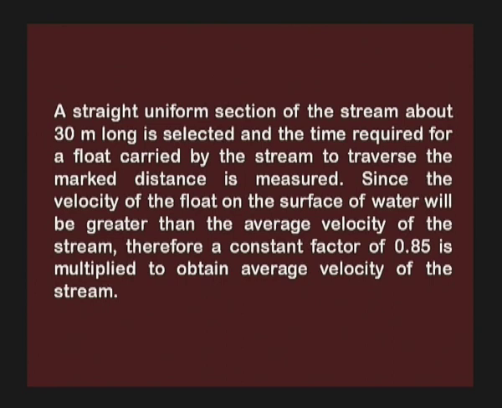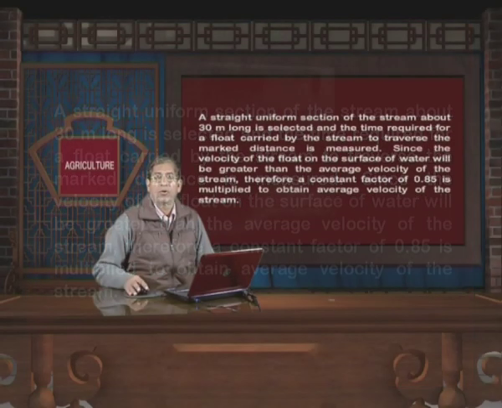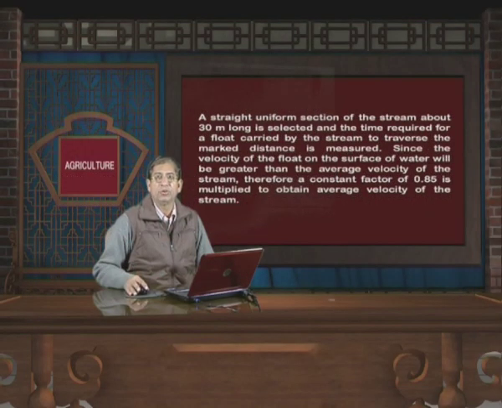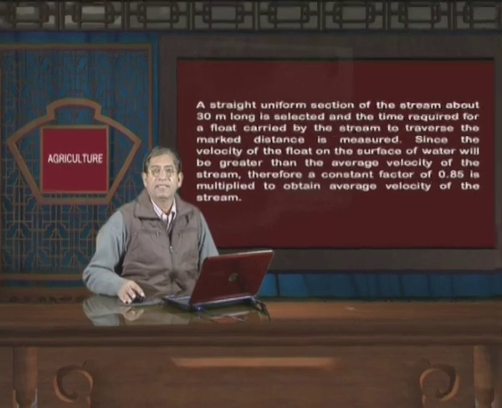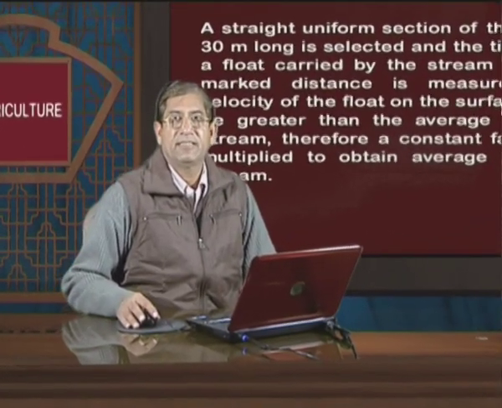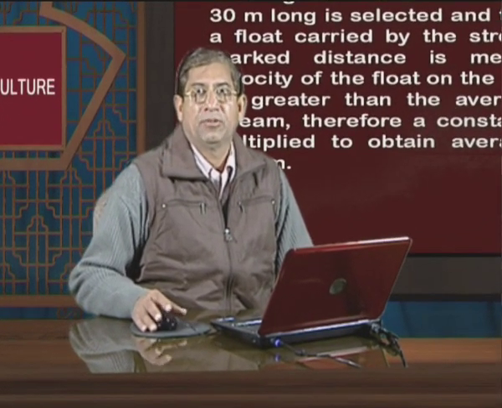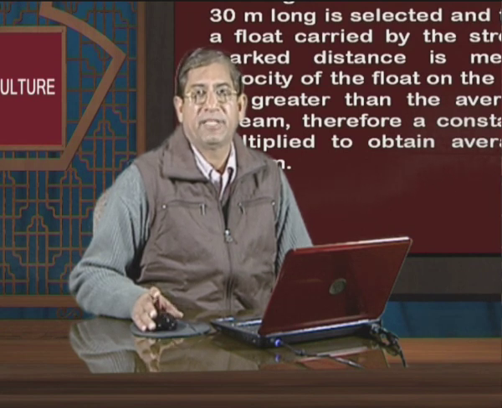Since the velocity of the float on the surface of water will be greater than the average velocity of the stream, a constant factor of 0.85 is multiplied to obtain the average velocity of the stream. A piece of wood or a half-filled long neck bottle is used as the float. It is to be kept in mind that the channel used for measurement of the velocity by the float method should be straight.